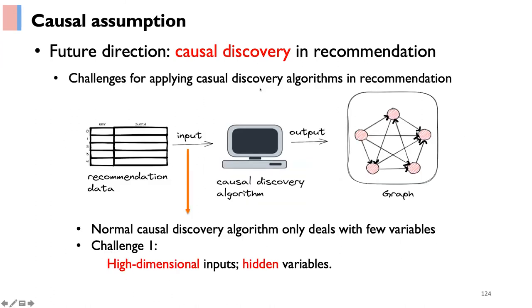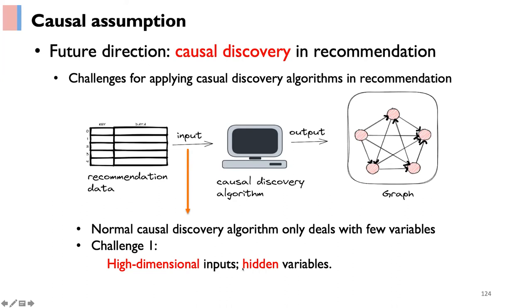But this is not trivial, because directly applying the existing causal discovery algorithms to recommendation faces several challenges. First, the existing causal discovery algorithms typically can only handle a few variables. But in recommendation, we face very high dimensional inputs. For example, in some CTR click through rate prediction scenarios, the dimension of input features can reach a million, even higher. With such high dimensional inputs, the existing methods cannot handle it.